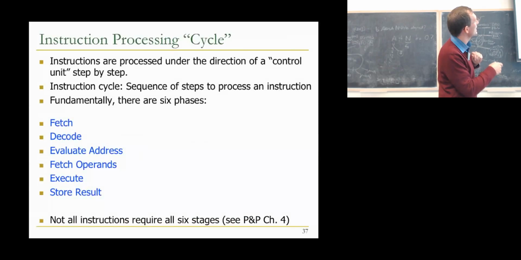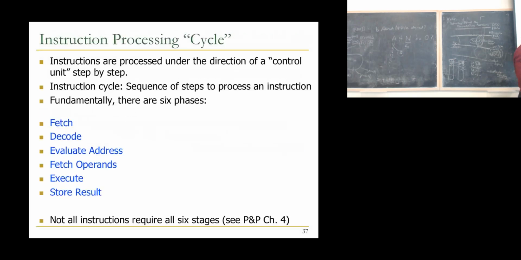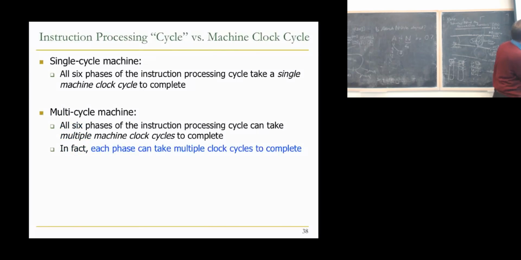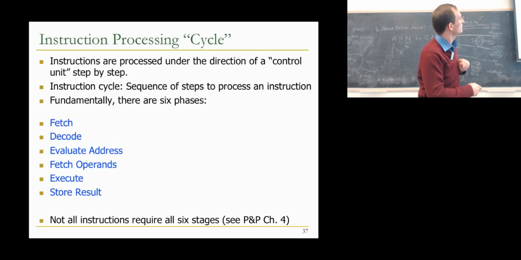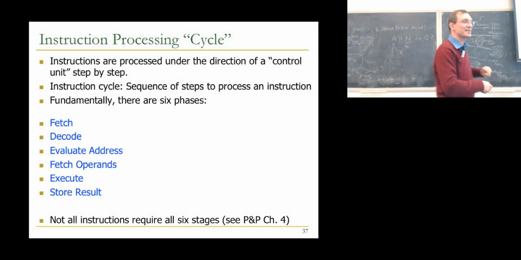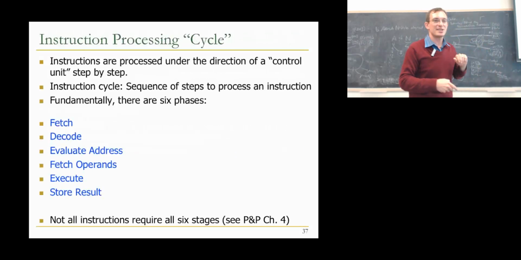But in a single cycle machine, all 6 phases of the instruction processing cycle take a single machine clock cycle to complete. Not a good idea, right? Because some instructions may require all of these stages, some of them may not. And execute may take a long time for one instruction versus a short time for another. Divide versus add. Think about that. In a multi-cycle machine, all 6 phases of the instruction processing cycle can take multiple machine clock cycles to complete. In fact, each phase can. Does that make sense? OK.